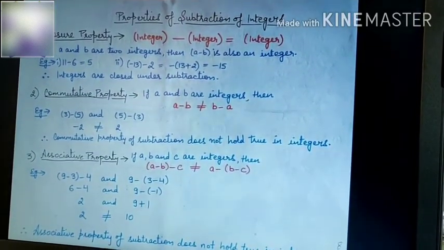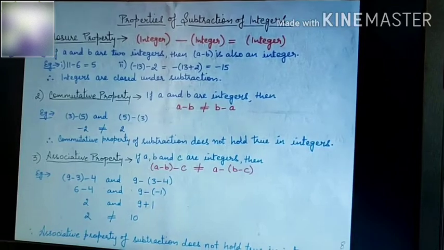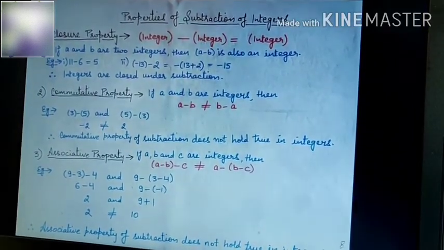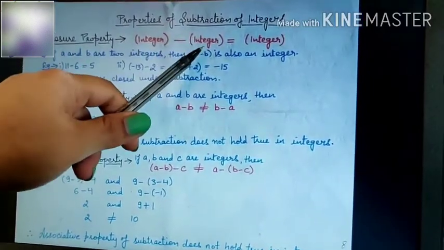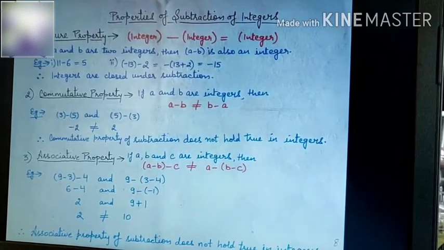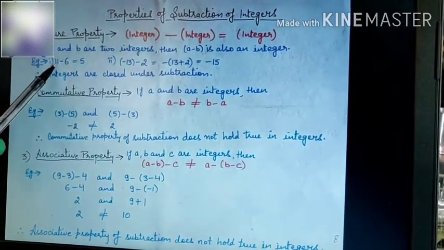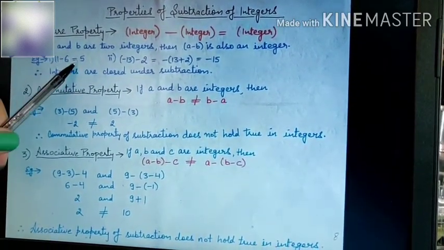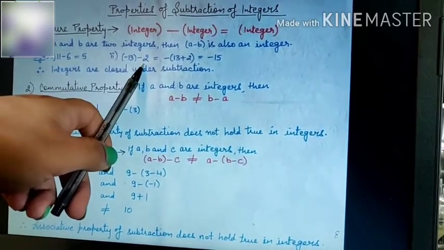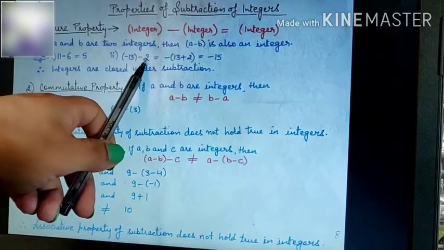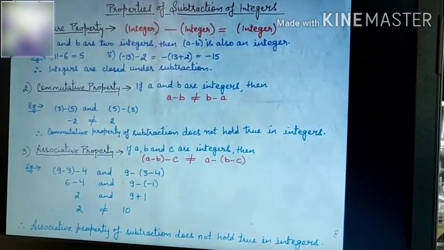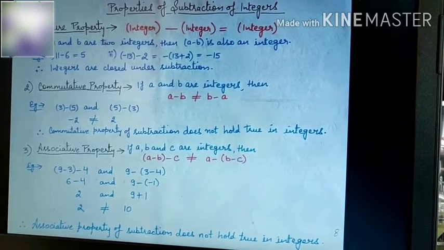Now there are some properties of subtraction of integers. First one is closure property. Again, as we have discussed for the addition. Here, when one integer is subtracted from the other integer, the difference is also an integer. Let us see an example. 11 minus 6. 11 minus 6 is 5, which is also an integer. Similarly, minus 13 minus 2. When I subtract it, it is minus 15, which is also an integer. So integers are closed under subtraction.